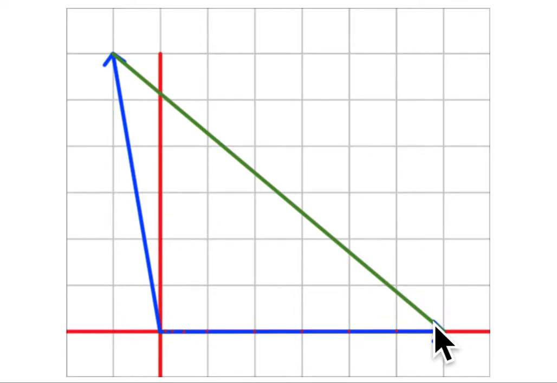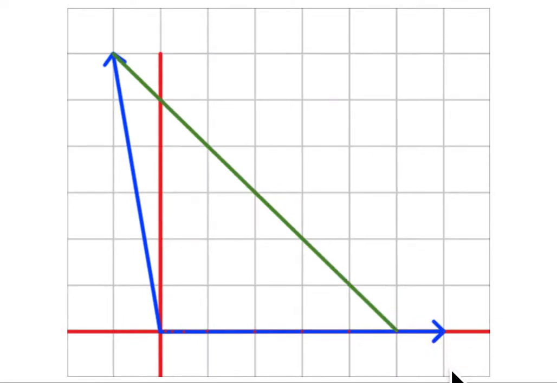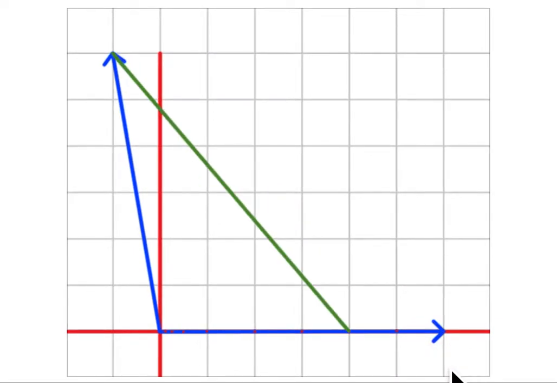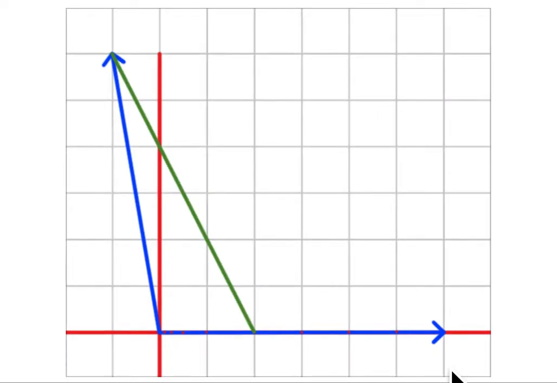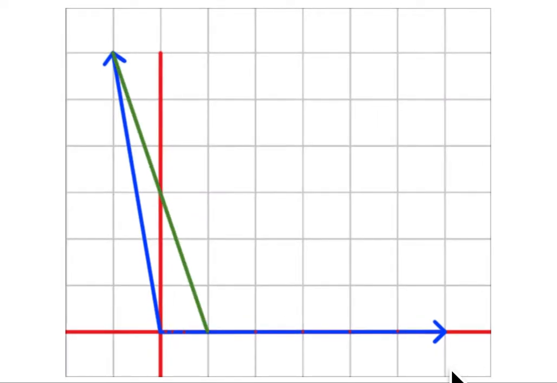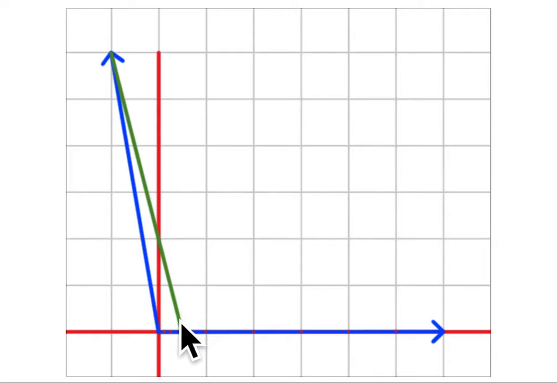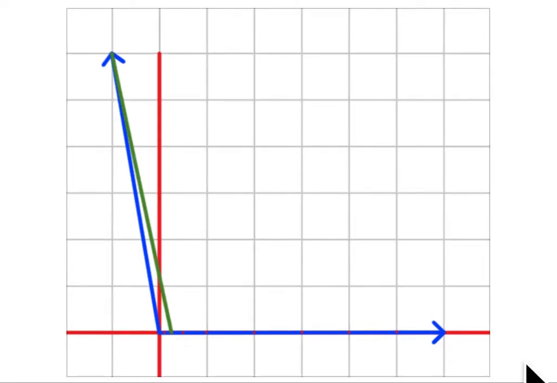But let's look at a couple of examples. If I make a triangle, I'm going to just move this closer and see if I actually can get it to be 90 degrees. And as it gets closer and closer and closer, this angle is getting larger, but it will never reach 90 degrees. It cannot.